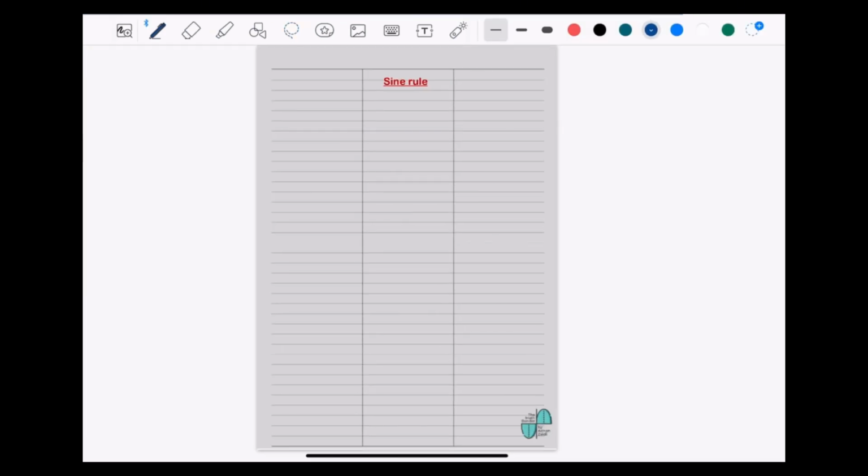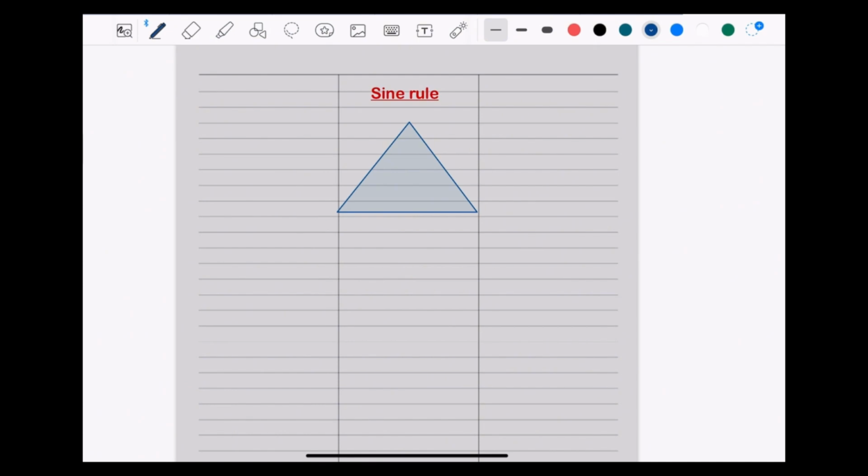So we have a figure, let's say a triangle with angles A, B, C. The side that is opposite to A, I'm just naming it as small a. The side opposite to angle B is small b, and the side opposite to angle C is small c.